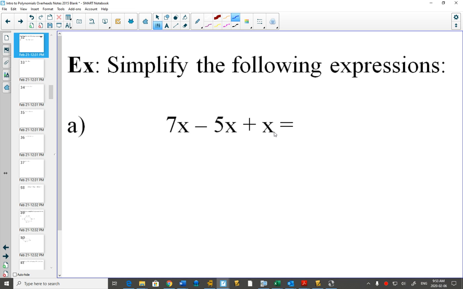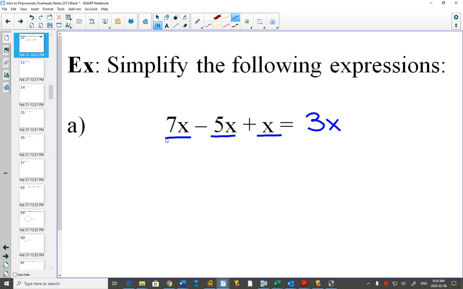I look, this one has an x, this one has an x, this one has an x. And I like to use something to indicate that they're alike. So this time I underlined all 3 of them because they're all alike terms. And then if they are alike, you say, I have 7 x's, and I take away 5 x's. Well, 7 subtract 5 would give me 2, and then I add 1 more x. That would give me 3, and we write our answer by saying we have 3 of them.